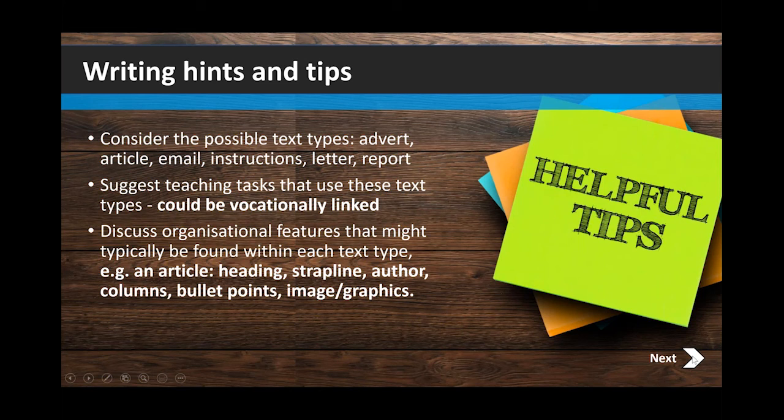You may wish to discuss with your learners organisational features that are typically found within each text type. So for example, within an article, we would expect to see a heading, a strapline, an author, columns, bullet points, image and graphics. If you have this set out as a standard practice, it becomes second nature to them. So if this should come up at an exam, they know what associated organisational features they could demonstrate competency for within that particular task. It will also help them to be aware of that when they're doing a reading exam, and they may be asked to identify organisational features found within text A, for example.